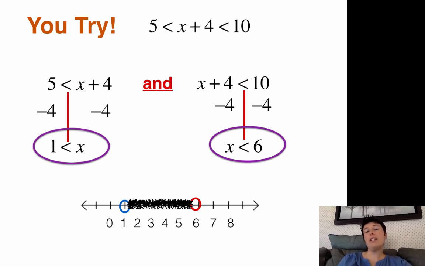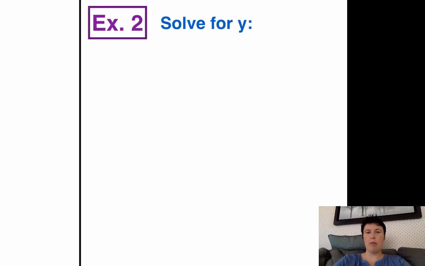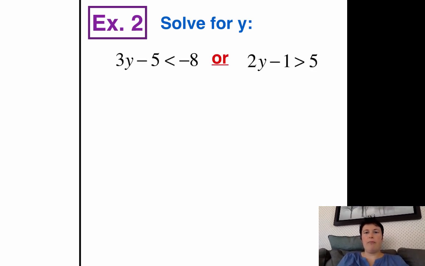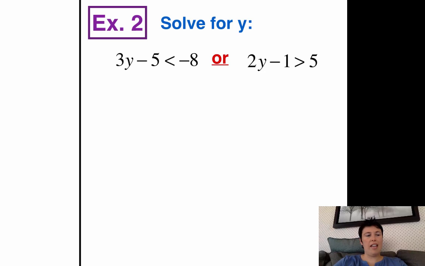Okay, this is not the only type of inequality I want to show you today, though. There's another one, so we're going to try another problem. Example 2. And we're going to change the variable. We're going to say solve for y. So here is our problem. It's no longer what I call an and problem.